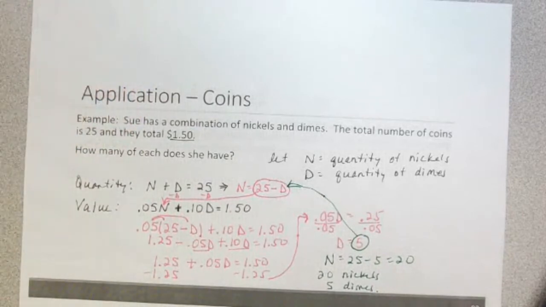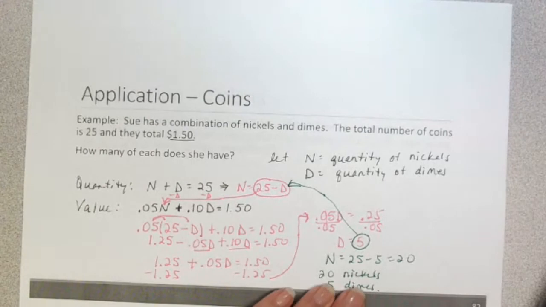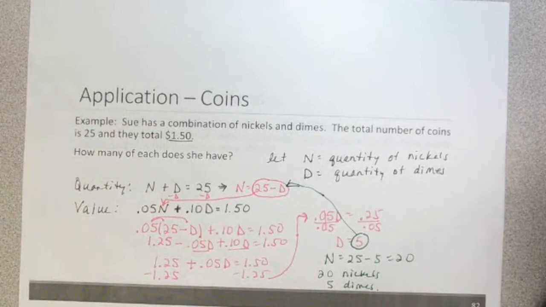Okay, check our answer there. Well, let's say 5 dimes, that's worth 50 cents, right? 5 times 10 cents, that's 50 cents. 20 nickels, 20 times 0.05, that's $1. So 20 nickels is $1, so $1.50. Yep, that's exactly what they were supposed to equal.